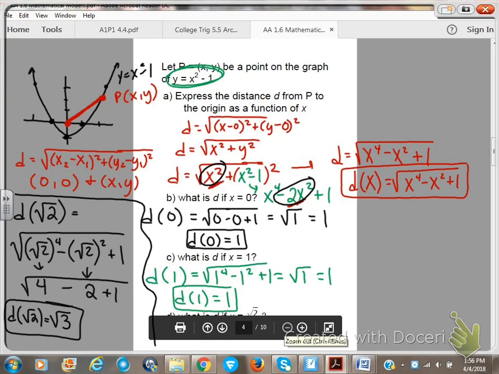Questions on this one? It's not that bad once you get the first part. The first part is the hardest: getting your equation. Just plug it in. Everybody have what they need? No? Okay. Where's the last part? This side over here. Yes, over here. The d of the square root of 2.